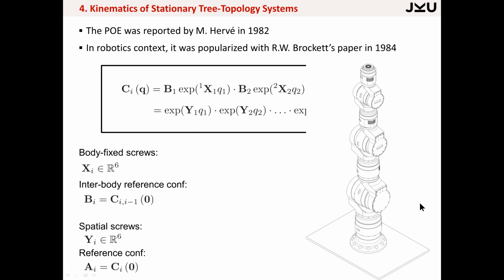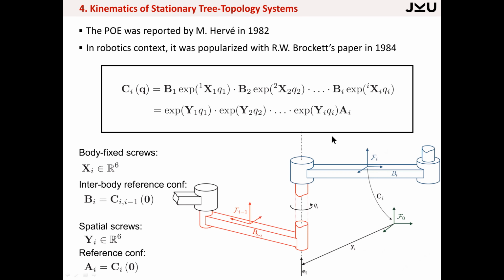What you get out of this exponential, for example for this joint here, is the relative motion of the two bodies connected by this joint. That means that you can do the same for the next joint. In the end, you can line this up, and what you get is a formula for doing exactly the full kinematics, in the sense that you combine all these relative transformations, and then in the end you just need to refer this to the reference configuration.